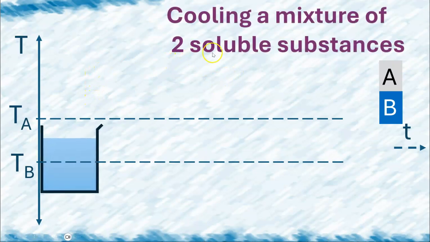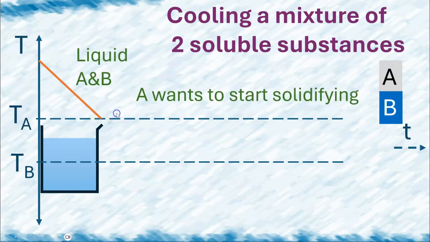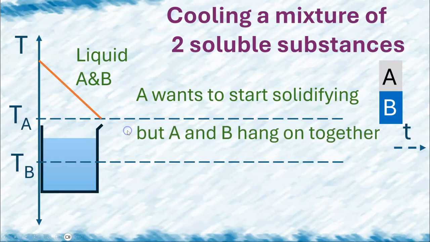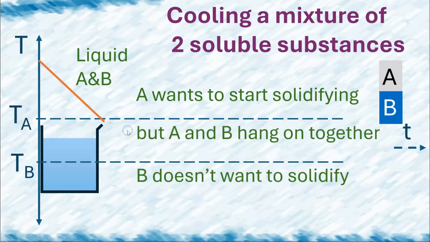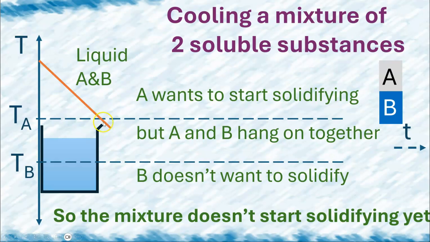Now let's have a look at soluble substances. Two soluble substances can hang on to each other; they try to behave like each other. So what happens first of all? Okay, so here we are cooling down. The mix of A and B reaches the freezing point of A, but A and B hang on to each other. B influences A, so though A wants to start solidifying, we've got to hang on for a little bit. B says, nope, don't want to solidify just yet. They hang on to each other, and it doesn't solidify, not just yet.